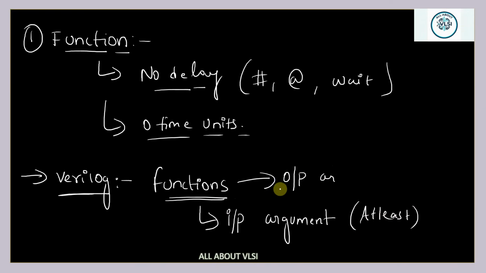You cannot have output arguments in the case of your Verilog. You cannot have output arguments. And if you are a person who is listening to these functions and tasks for the very first time, and if you don't know what you mean by output arguments and input arguments, don't worry. We will discuss all these particular things, and we'll come back to this particular slide. You will understand everything.